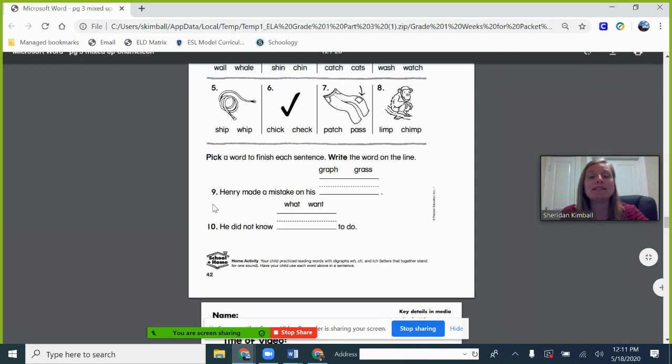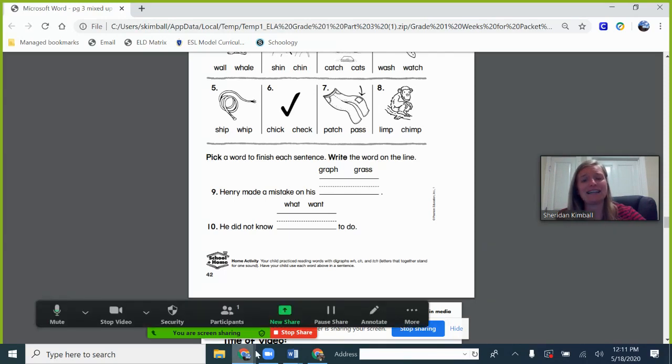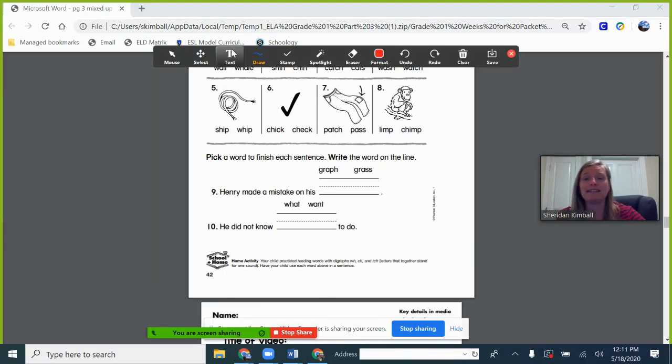Henry made a mistake on his graph, or should it say Henry made a mistake on his grass? Which one would make sense? Henry made a mistake on his graph, or should it say Henry made a mistake on his grass? I think that graph is what makes sense.